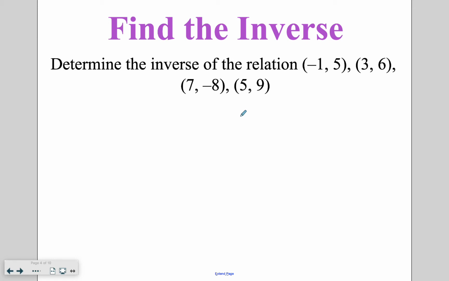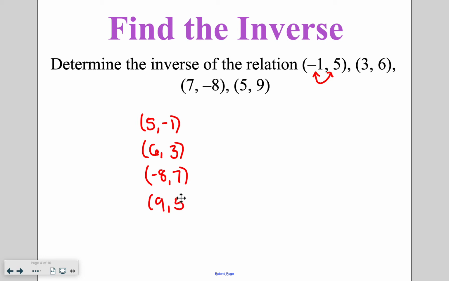So we're going to take our coordinates and we're just going to flip the x and y values. So the first inverse, instead of (-1, 5), it's going to be (5, -1). The second pair would become (6, 3). The third pair would become (-8, 7). And the last pair would become (9, 5). So all we did was take and flip-flop the x and y values.